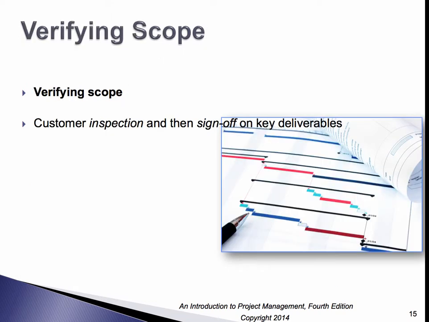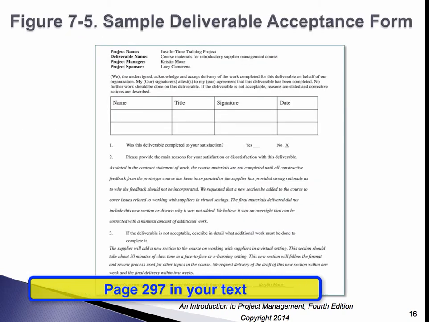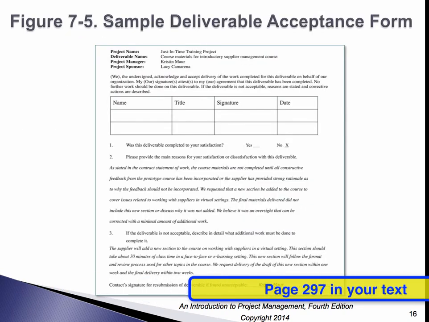In each case, you have to verify the scope. Does it fit with the original plan? Does it fit with the project at all? Don't forget, you've got the customer who has to actually inspect what's going on and sign off on the key deliverables. Here's an example of a deliverable acceptance form.